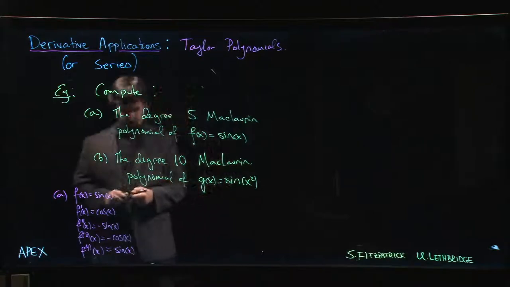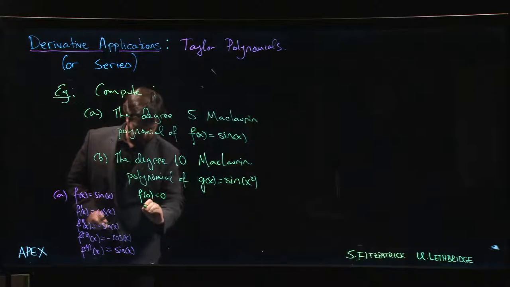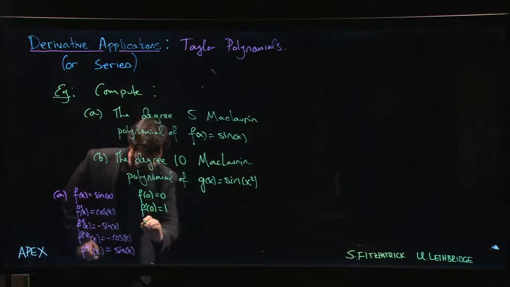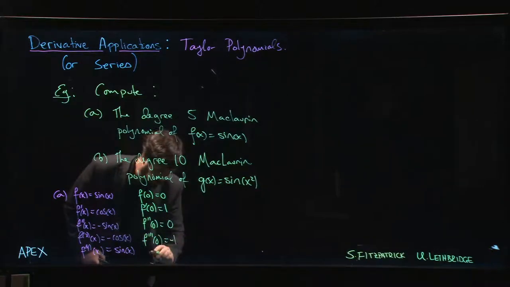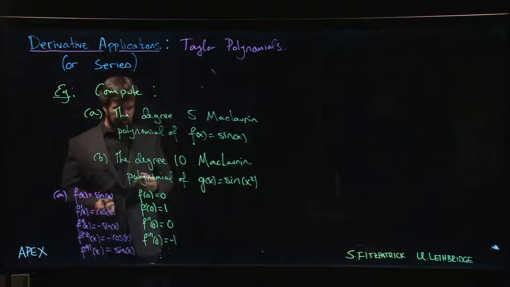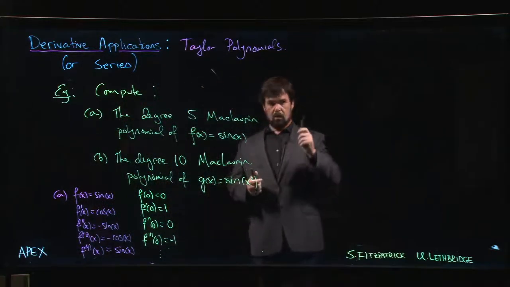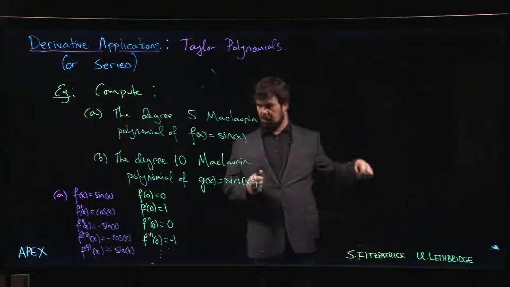So we start computing. F of 0 is 0. F prime of 0, cos of 0, is 1. F double prime of 0 is 0 again. F triple prime of 0 is minus 1. And from there, the pattern is going to repeat. So the coefficients are always going to go 0, 1, 0, minus 1, 0, 1, 0, minus 1.